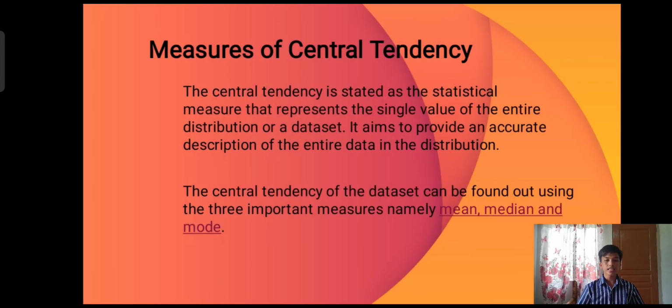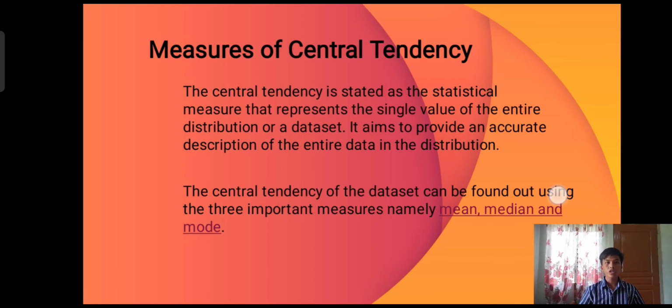So, measures of central tendency. The central tendency is stated as the statistical measure that represents the single value of the entire distribution or a data set. It aims to provide an accurate description of the entire data in the distribution. The central tendency of the data set can be found using 3 important measures. What are the 3 important measures in the central tendency? These are mean, median, and mode.